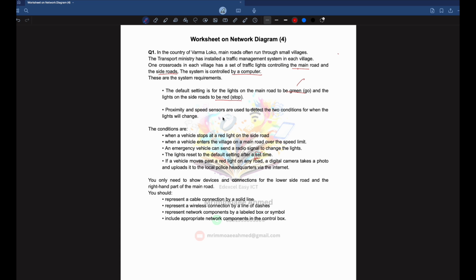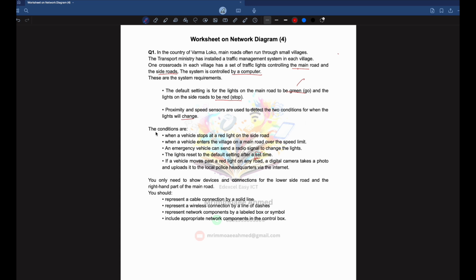Proximity and speed sensors are used to detect the two conditions for when the light will change. So there is a proximity sensor and there is a speed sensor. These are the two conditions where the control box can detect whether we need a stop or a go. Go means green, stop means red. Based on that, the traffic light can also change.